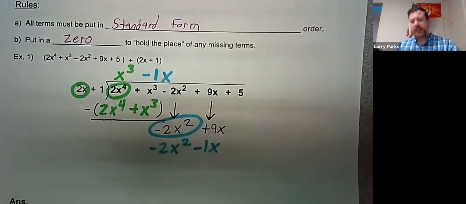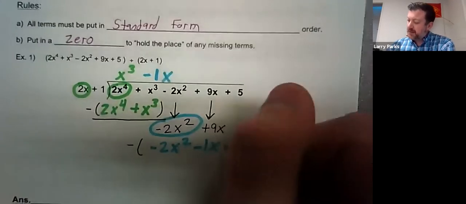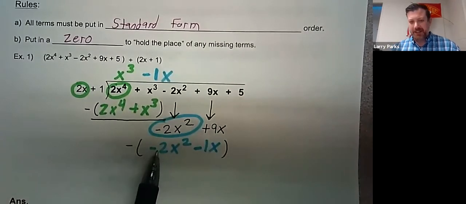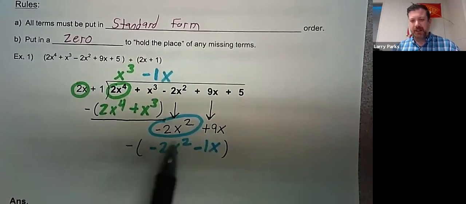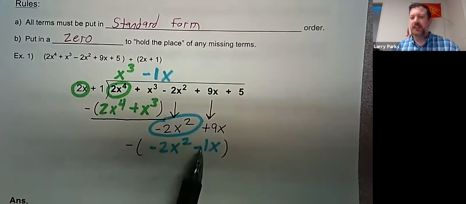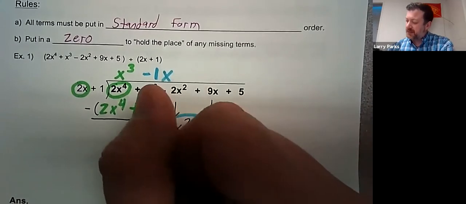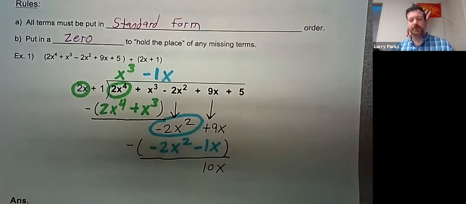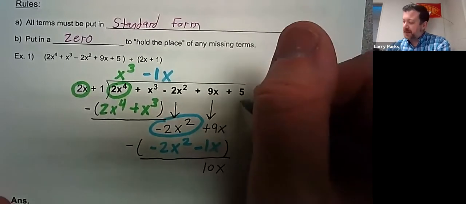I'm going to take that away. See what I get left. So this negative is going to change that to a plus. So this is -2 minus -2, which is -2 plus 2. So these go away. And then this is 9 minus -1, which is the same thing as 9 plus 1. So this becomes 10x. Bring down my next term.